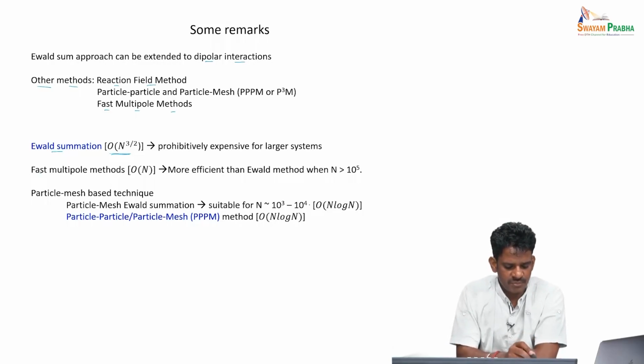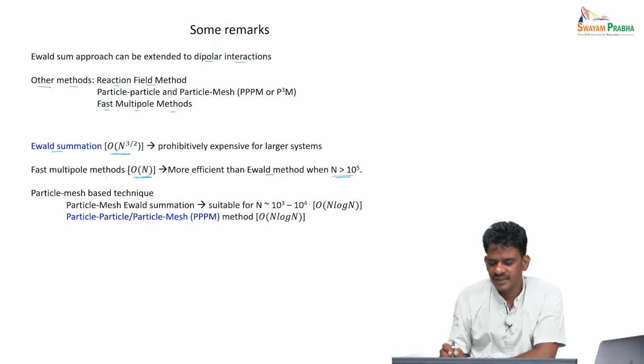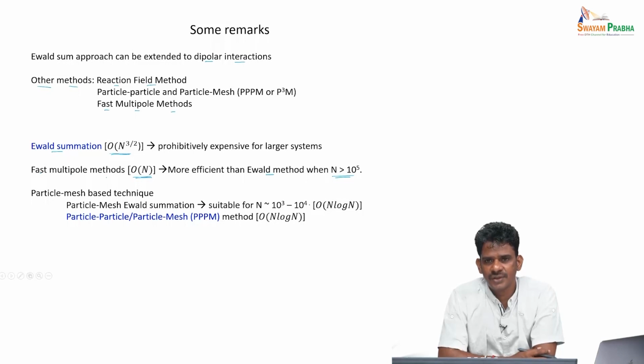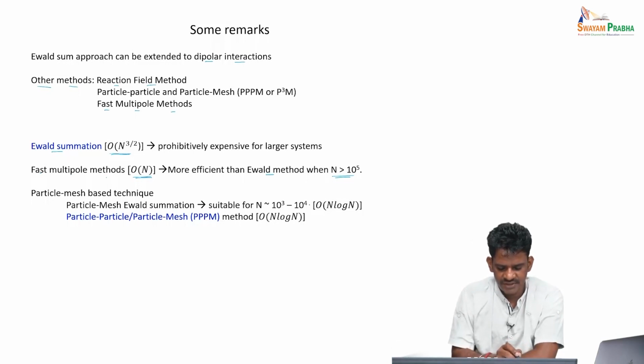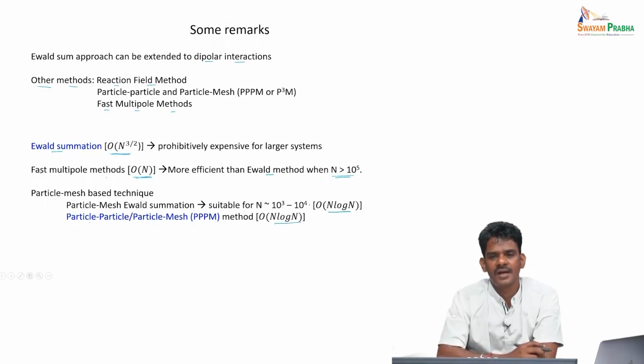Whereas, if you look at the fast multipole methods, their calculation is of the order of N, so it is much more efficient than Ewald summation whenever the particle number or the system size goes to about 1 lakh or above. Whereas, particle mesh based methods such as the particle mesh method or particle mesh Ewald summation are typically of the order of N ln N, so you could choose, for larger system sizes, either this P3M method or the fast multipole methods.